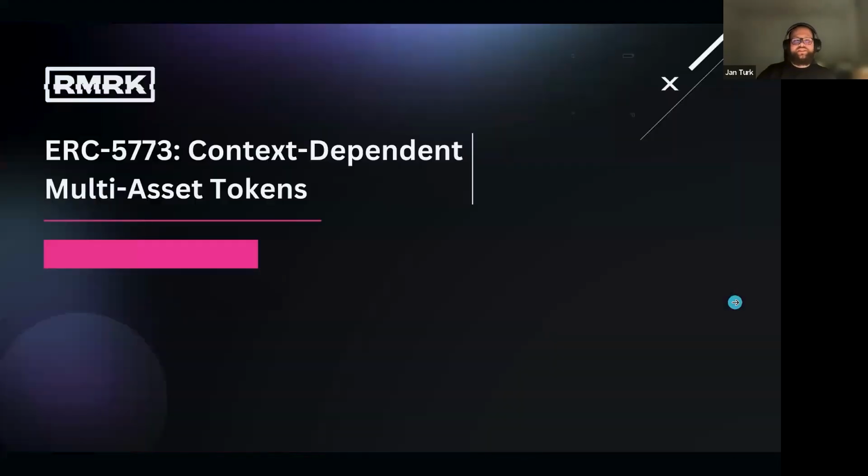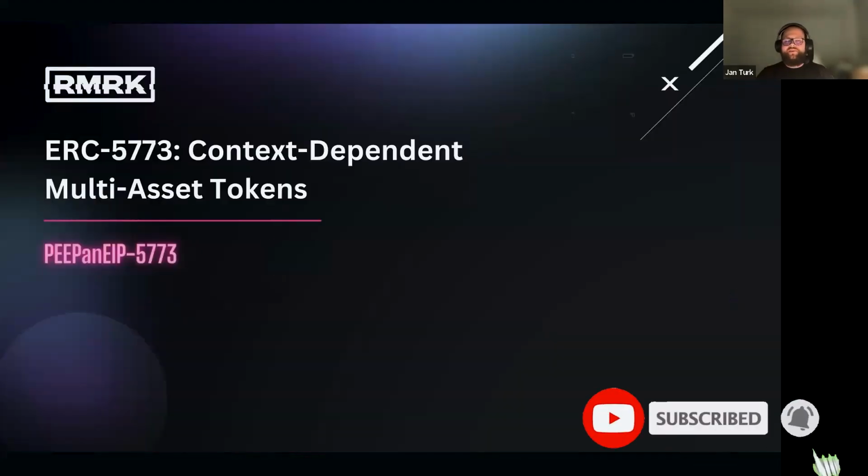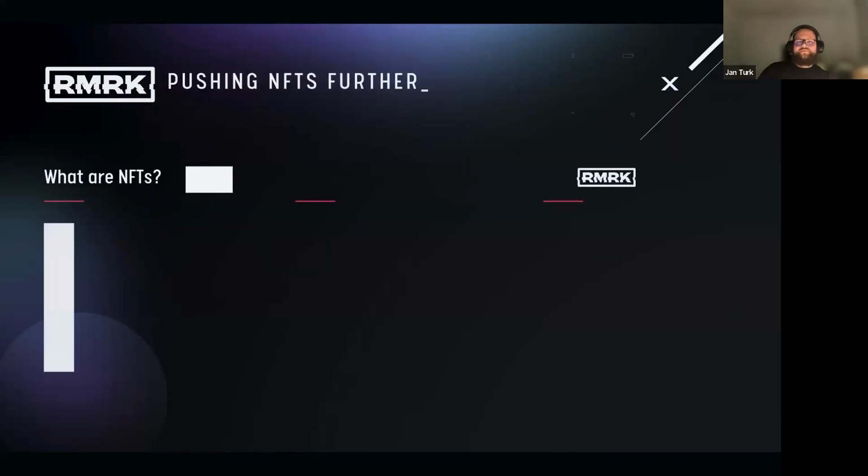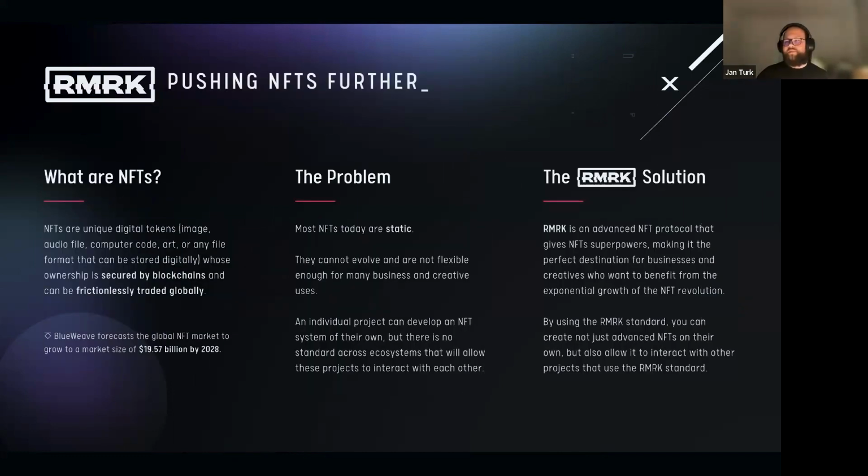Amazing. Yeah, so as mentioned before, we're here to talk about our ERC-5773 context-dependent multi-asset tokens. So let me just do a brief intro of how we came to the idea of doing this EIP in the first place. So we all probably know what NFTs are, but just for the sake of clarity, NFTs are unique digital tokens. They can be images, audio files, computer code, art, or basically any other format that can be stored digitally. And NFT ownership is secured by blockchain, so they can be traded frictionlessly globally.